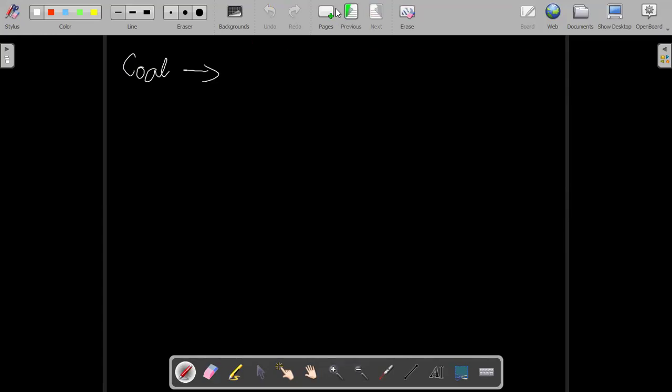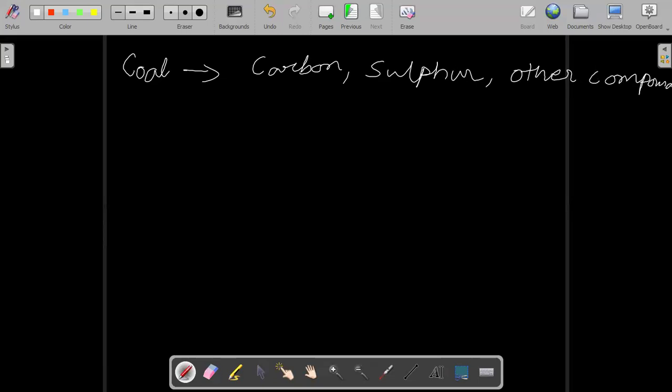Okay. So see, the main content of coal is carbon. Apart from carbon, it also contains sulfur, nitrogen, and some other compounds. So different other elements or compounds are also present in coal. Now, to perform the destructive distillation of coal, we heat coal.